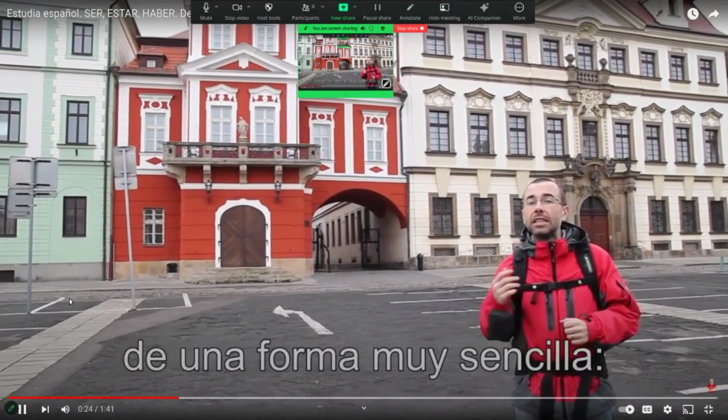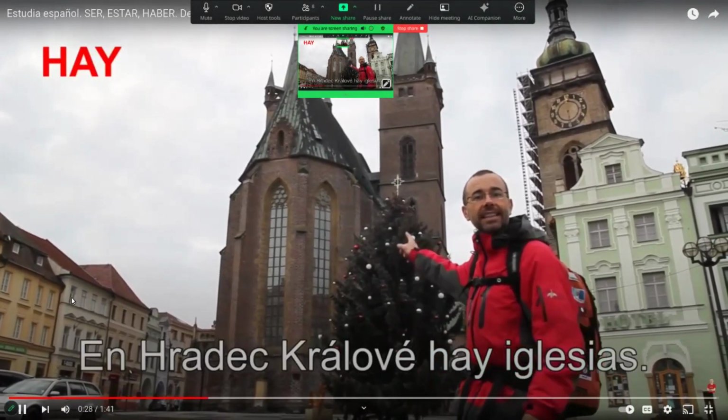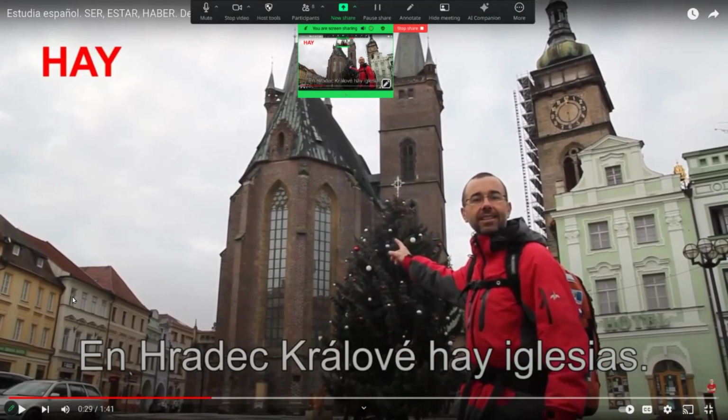De una forma muy sencilla. En Hradec Králové hay iglesias. Now, notice, he's not saying I'm in a church. He's saying this stuff is just around. Hay iglesias. There are churches in the city. There are churches around.